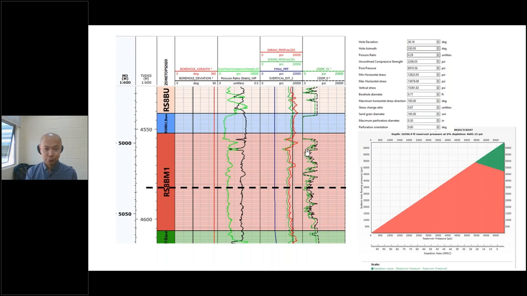But the model is only as good as the input. I think you know, garbage in, garbage out, right? So the model is as good as the input. The more information that we have to build the model, the more confident we can be in the outcome, in the result.